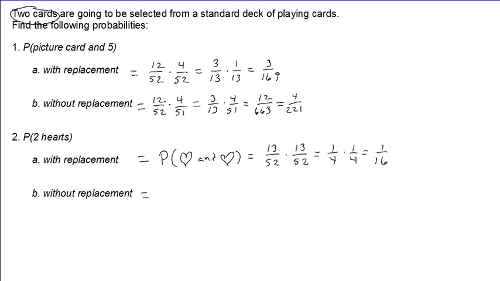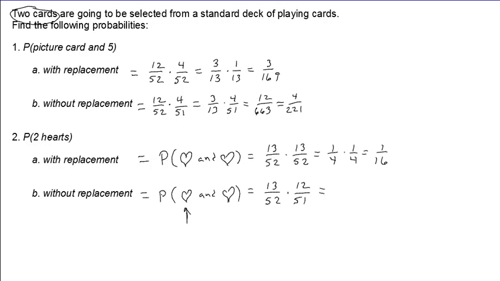I can do the same thing now without replacement, and remember that without replacement means that I am not putting the first card back when I draw the second. So the first heart is still 13 out of 52. That does not change. But now the second one, if I've not put the first card back and the first card was a heart, then that means there are only 12 hearts left in the deck out of the 51 cards that are left in the deck.